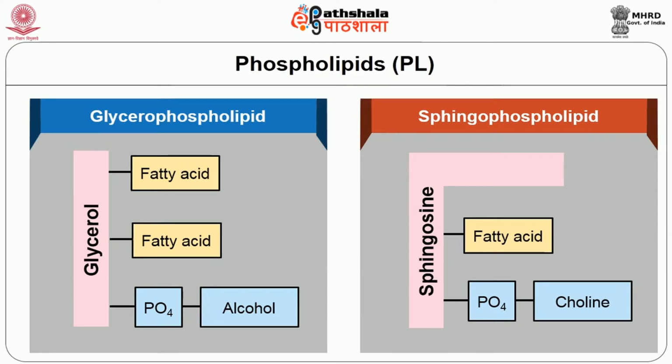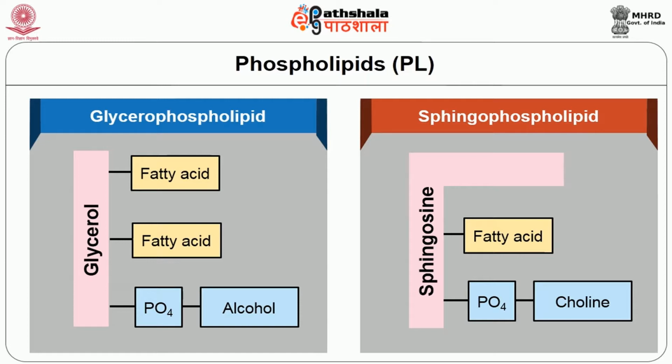Here we have clearly shown a glycerol backbone with two fatty acids, and at the third position of the glycerol moiety, the OH group is substituted by a phosphate group followed by an alcohol. This becomes a glycerophospholipid. Whereas in the second picture, the backbone is sphingosine and not glycerol. Still, there is a fatty acid, and one of the groups attached is a phosphate and a choline.